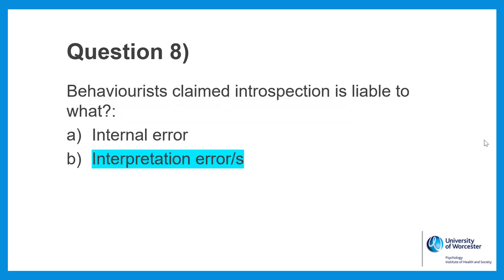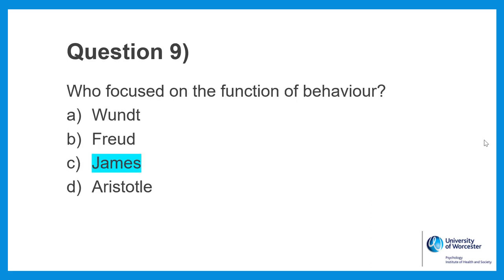For question 8, behaviourists claimed introspection is liable to what? The answer is B, interpretation error or errors. For question 9, who focused on the function of behaviour? The answer is C, James.